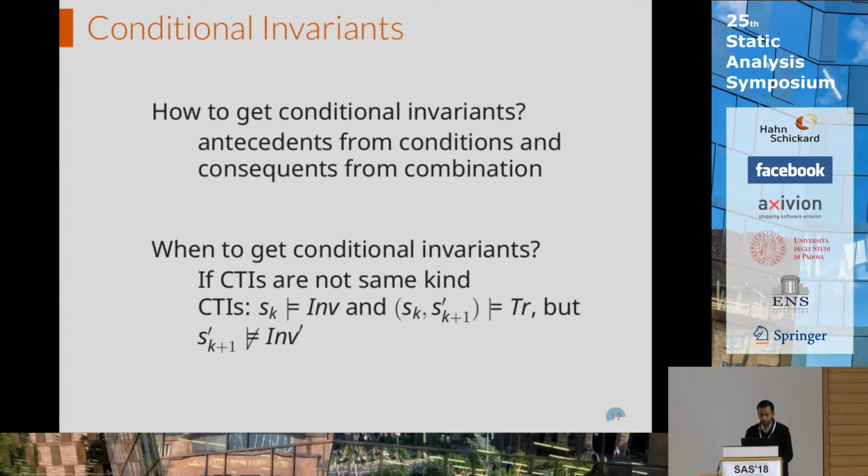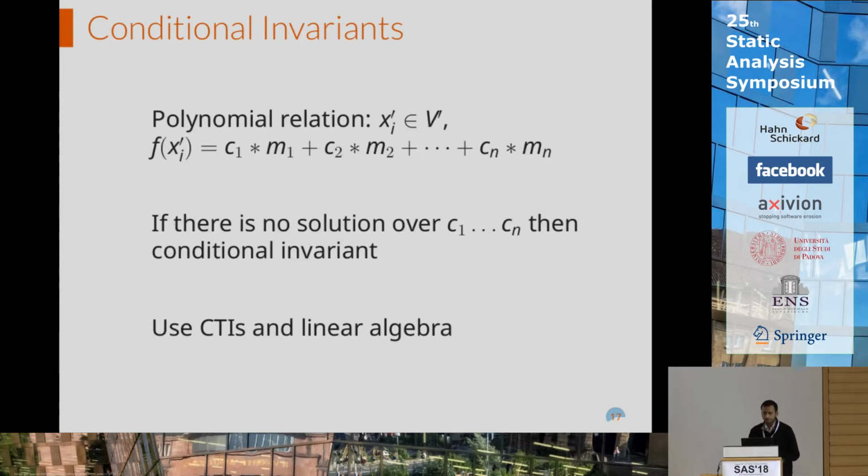To illustrate this, let's assume a transition relation to have a polynomial relation. By that we mean all the next state variables can be represented in this form, that is, some polynomial over V. Now if this is the case, we get these values from the CTIs, and check whether there is a solution over C1 to Cn, and whether the next state variables can be represented as a polynomial relation. For this, we use CTIs and linear algebra.